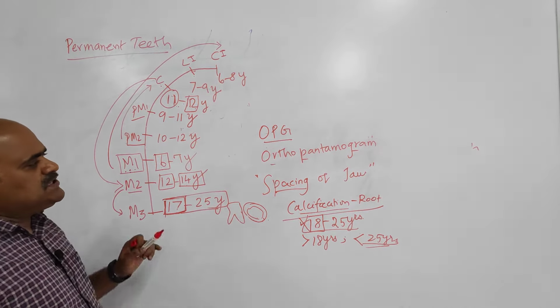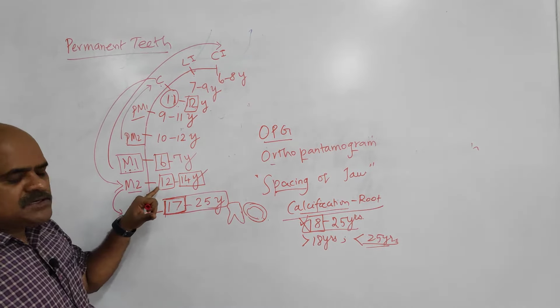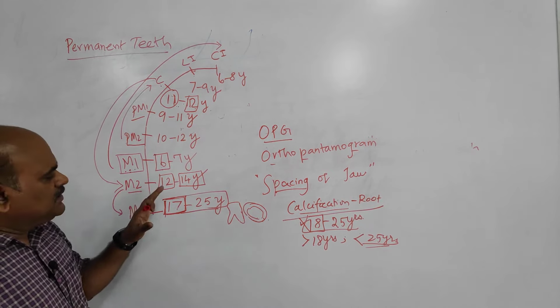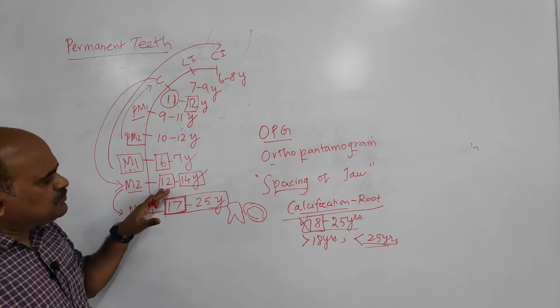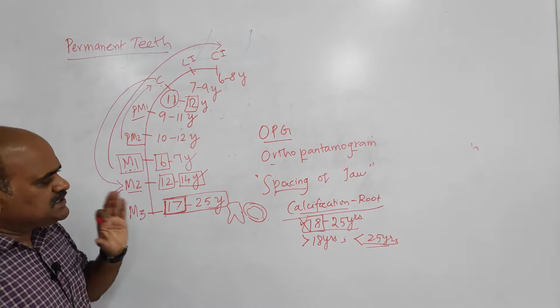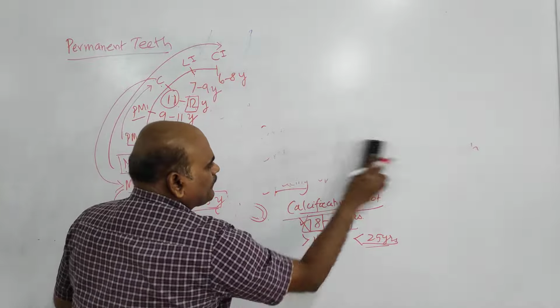Since there is a possibility of agenesis, if the second molars are present and no third molars are there, it is always safe to say the age is more than 12 years, because of this agenesis condition.